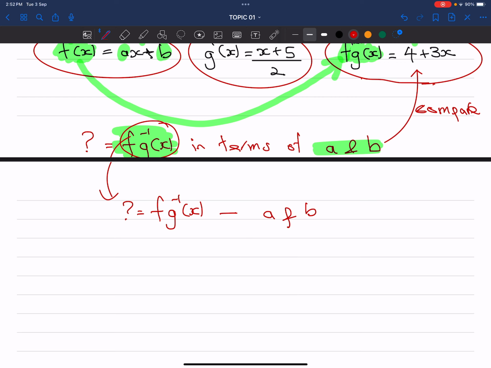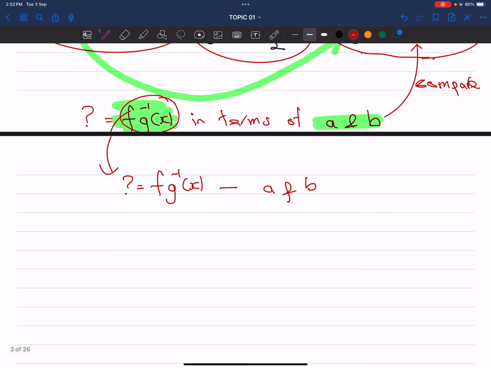Now, if you want to find a composite, the function in front you write back. The function in front is not the first function. The first function is actually g inverse, and f is the second function. We take the g inverse and then put it inside the f.